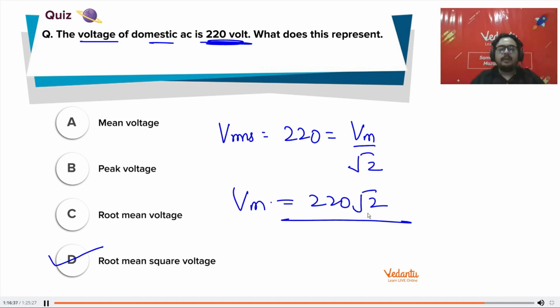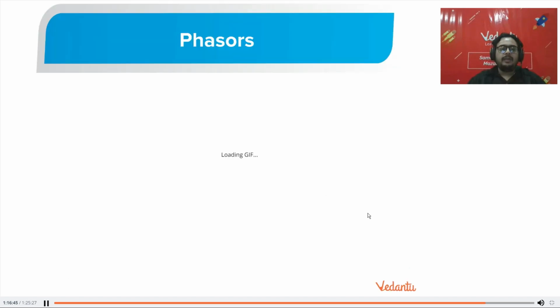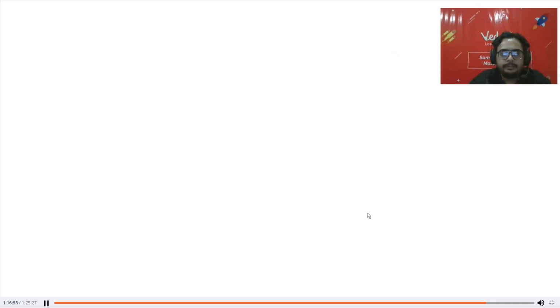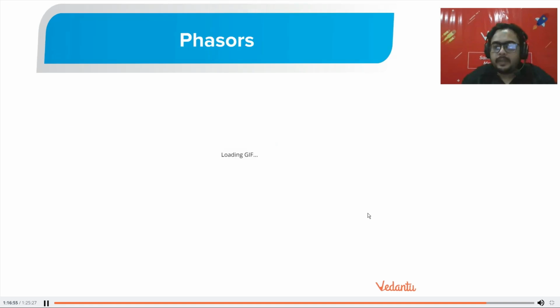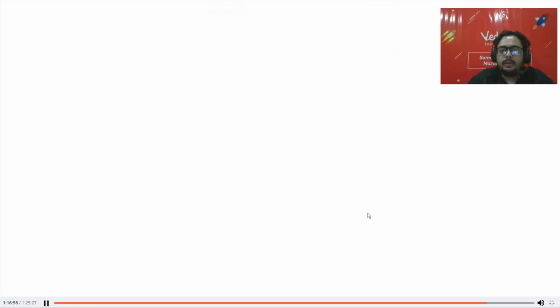Okay, final thing of the day that we have to talk about is the phasor. Is that clear to everyone? चलो ध्यान से. As I have already told you what is phase, now we are going to talk about phasor. Now phasor is a diagram that is used to show relation between any two varying quantities.